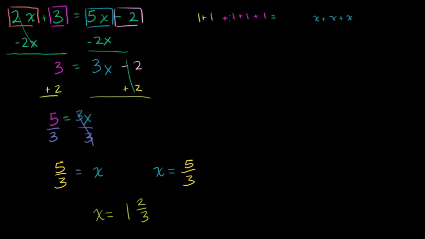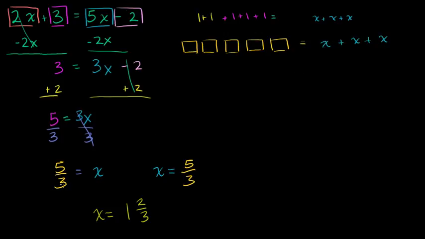Let's think about it. Instead of doing 1, I'm going to do circles. Actually, even better, I'm going to do squares. So I'm going to have 5 squares on the left-hand side. I'll do it in this same yellow color right here. So I have 1, 2, 3, 4, 5. And that is going to be equal to the 3x's. X plus x plus x.